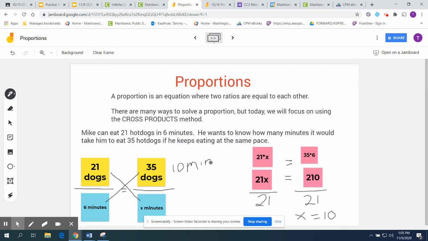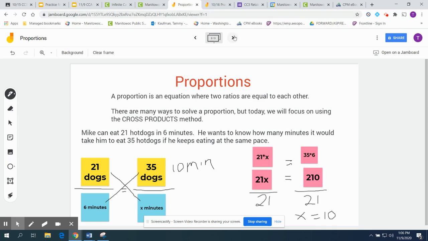And then I like to see, is that reasonable? Well, if it took him 6 minutes to eat 21 hot dogs, it should take more time, and it does take 10 minutes to do 35 hot dogs. If I doubled this, that's 42, which is more than 35. And 6 doubled is 12, which is more than 10. So it seems reasonable, okay?